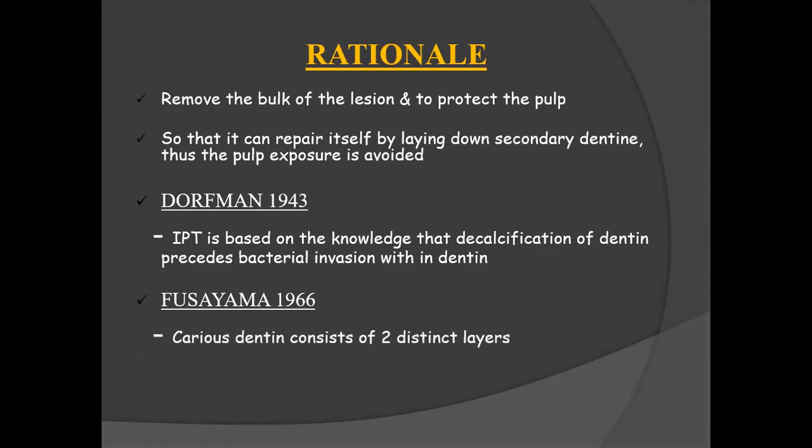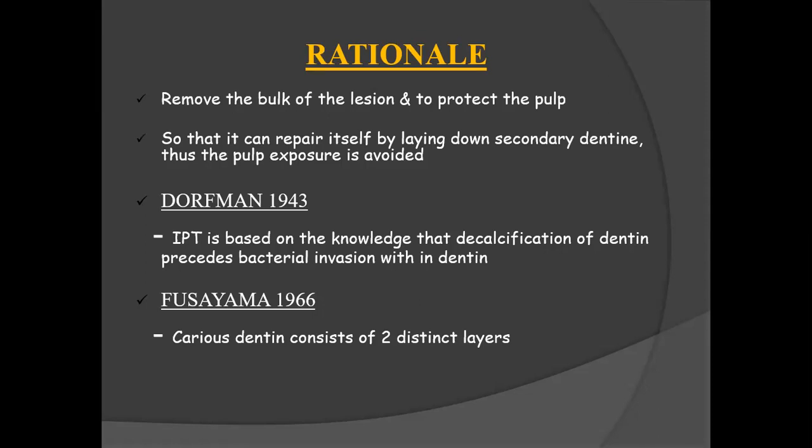Now coming to the rationale. Rationale means the ideal scenario for doing this particular procedure. Remove the bulk of the lesion and protect the pulp. When you excavate, the entire bulk of the caries comes out, so that the tooth can repair itself by laying down secondary dentine, and thus pulpal exposure is avoided. The entire infected dentine is removed and the affected dentine is kept there. The affected dentine helps in the formation of secondary or tertiary dentine, so that pulpal exposure is avoided.